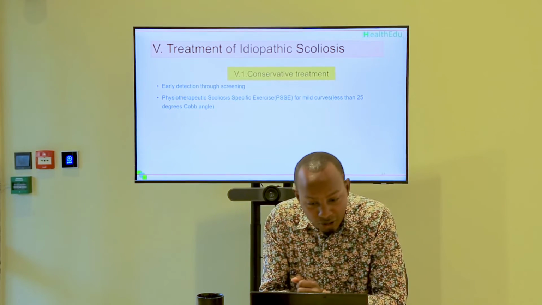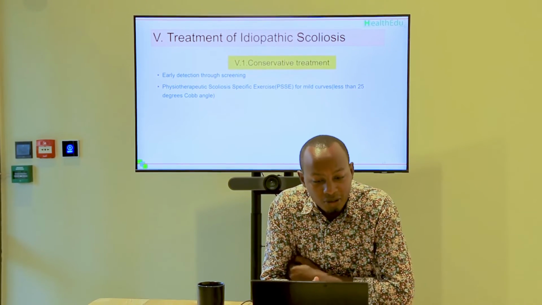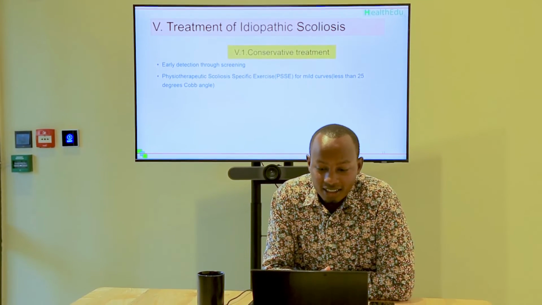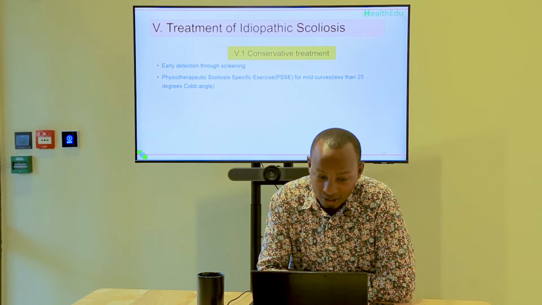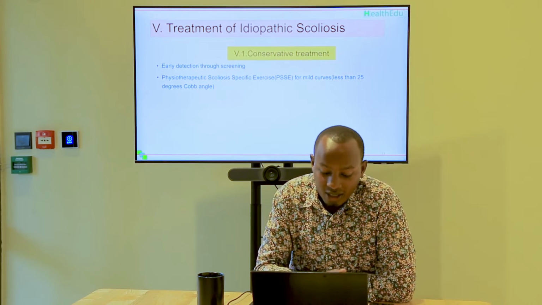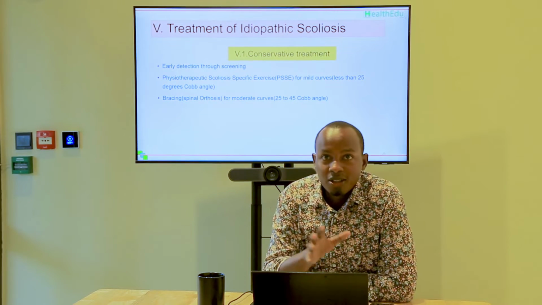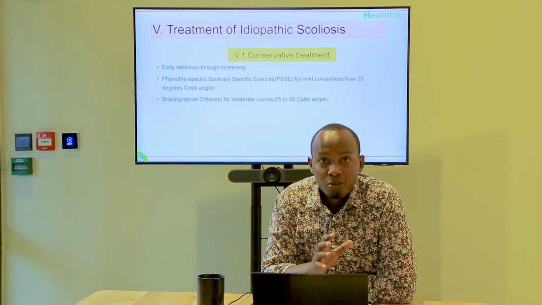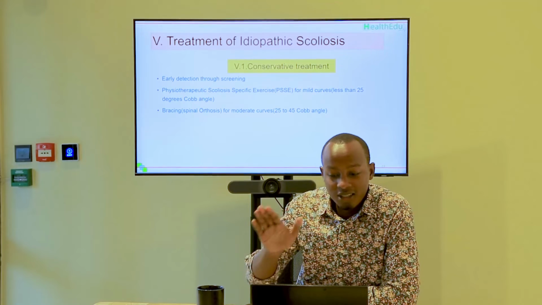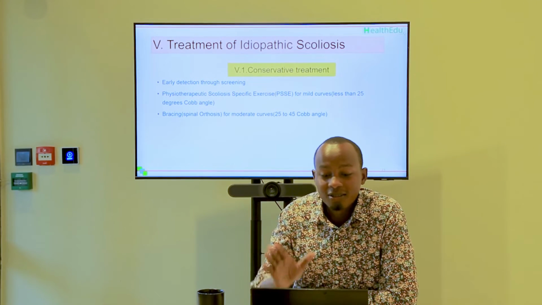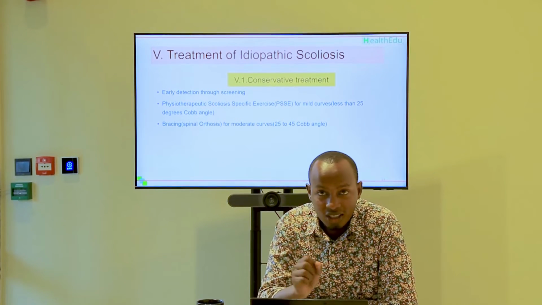The second, they can use physiotherapy. In physiotherapy, we have exercises called Physiotherapeutic Scoliosis Specific Exercises, PSSE, for mild curves which are less than 25 degrees curve angle. This is what the researchers suggest. And we can use bracing, or the spinal orthosis, for the moderate curves, so depending on the severity. Moderate means from 25 to 45 degrees, and mild means less than 25 degrees. For bracing, we can use it within this range.